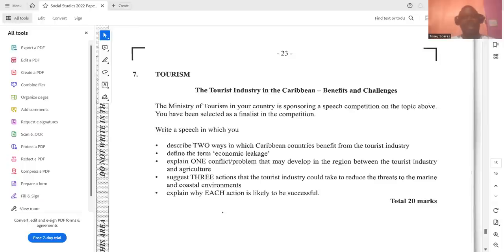All right, we've come to the end of part two of the May-June 2022 paper. 2022 again. I can't seem to say 2022. 2022. We don't make it an error.